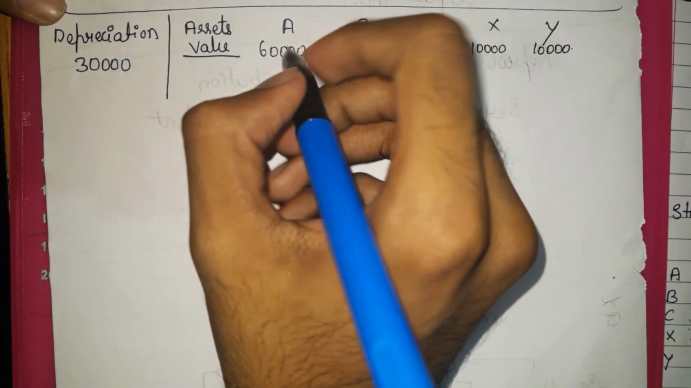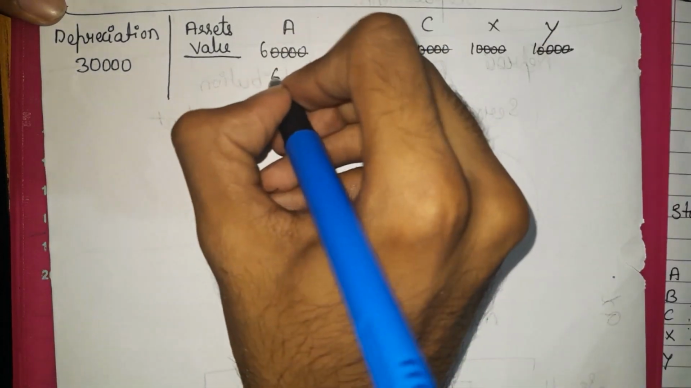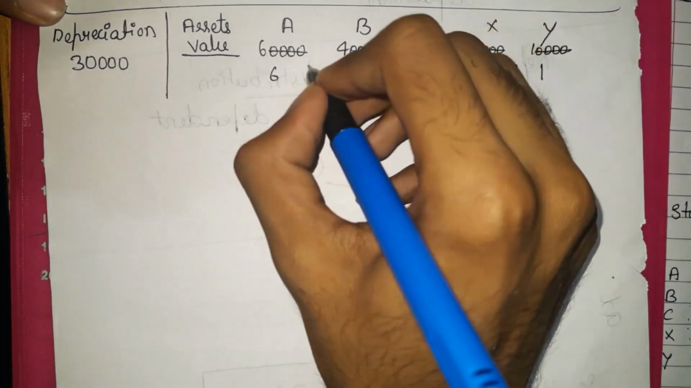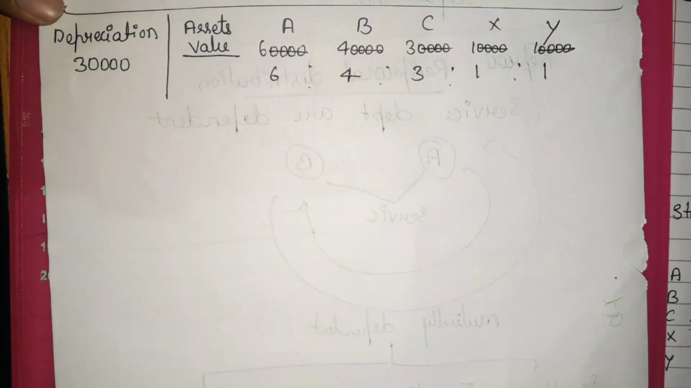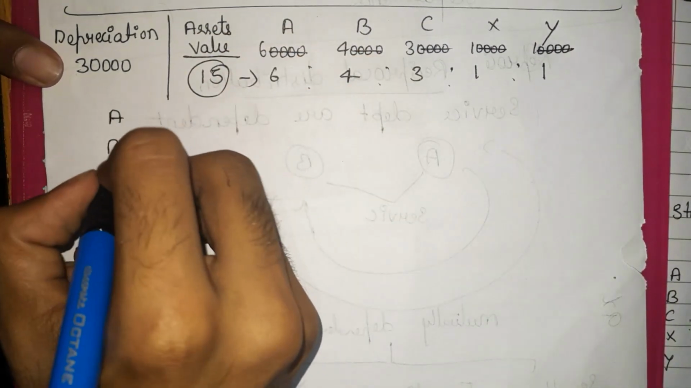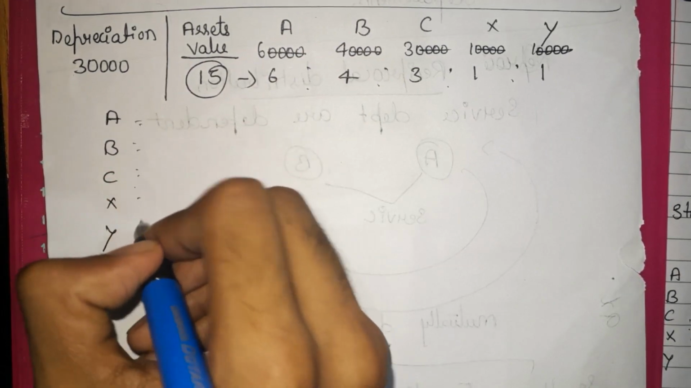Now we can easily cancel 4 zeros. The remaining will be 6, 4, 3, 1, 1. This is our ratio: 6 is to 4 is to 3 is to 1 is to 1. The total would be 15. Now we need to divide it among A department, B department, C department, X department and Y department.